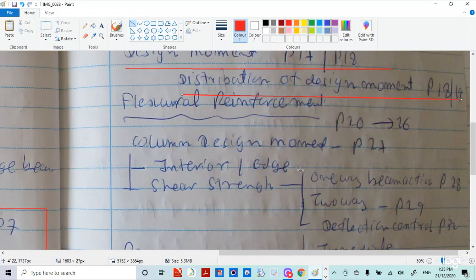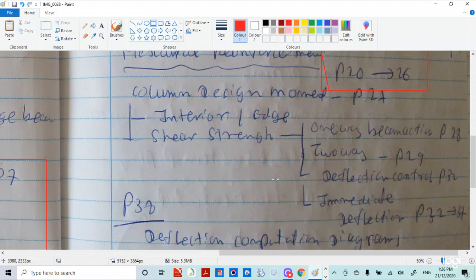Then the reinforcement has to be provided to resist the bending, and you can see it on pages 20 to 26. The flexural reinforcement calculations are included on page 20 to page 26, so you can see this flexural moment calculation.